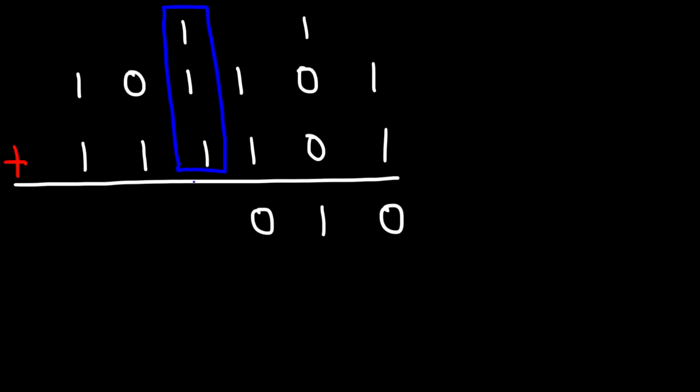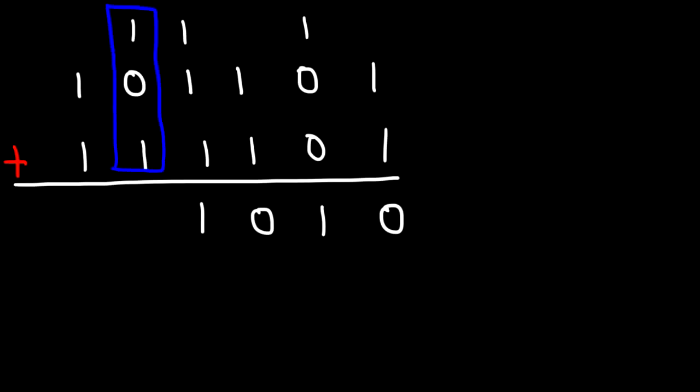Do you remember what we need to do if we encounter this situation? If you have three 1s in a single column, it's going to give you a 1 for that column, but you need to carry over another 1 to the next column. And so 1 plus 0 plus 1, we could ignore the 0, and so it's the same as 1 plus 1, which will give us a 0 for that column, but we got to carry over a 1.